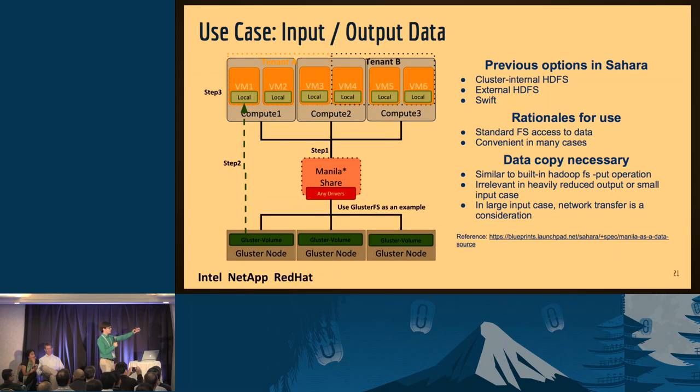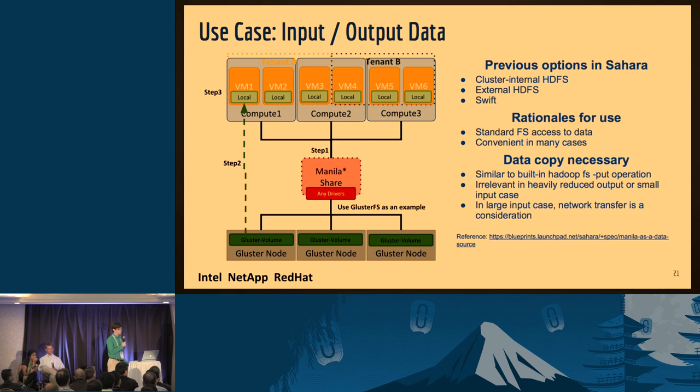So this is sort of what we're fundamentally doing. You have a Manila share expressing an NFS driver. In this case, that NFS driver is actually backed by a cluster file system. Your Sahara cluster at the top is routing down through Manila to your NFS file system. You know, we're mounting that, and it's pulling the data back into your HDFS.